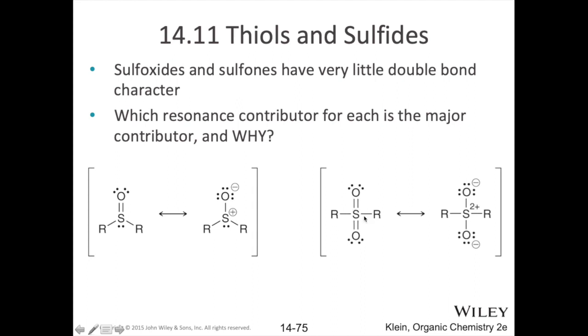Okay, so that's, in case you're wondering, why do the sulfoxides and sulfones have so little double bond character? Why isn't that neutral resonance structure the more stable one? That's the reason.